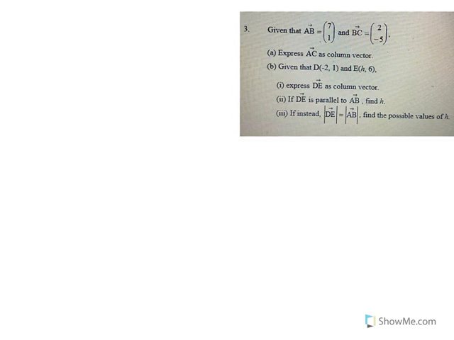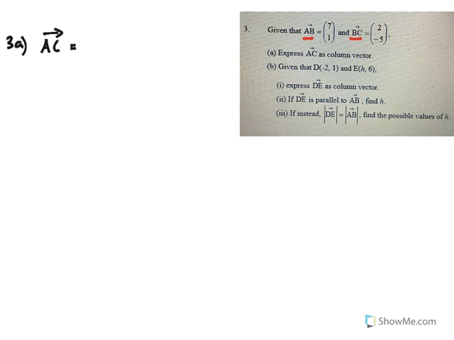Right, for this question, first of all, look at 3a. They tell you that they want you to find the column vector of AC. So in your question itself, you realize that AB is given and BC is given. Nothing else is given. There's no OA or OC or anything like that. So you have to start creating your path based on what you're given.